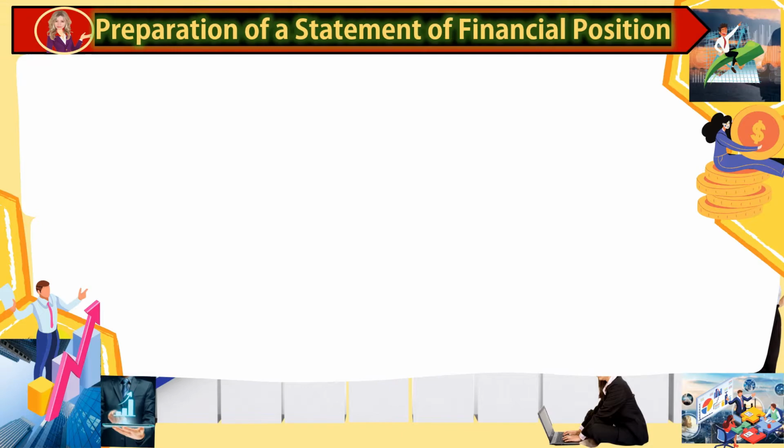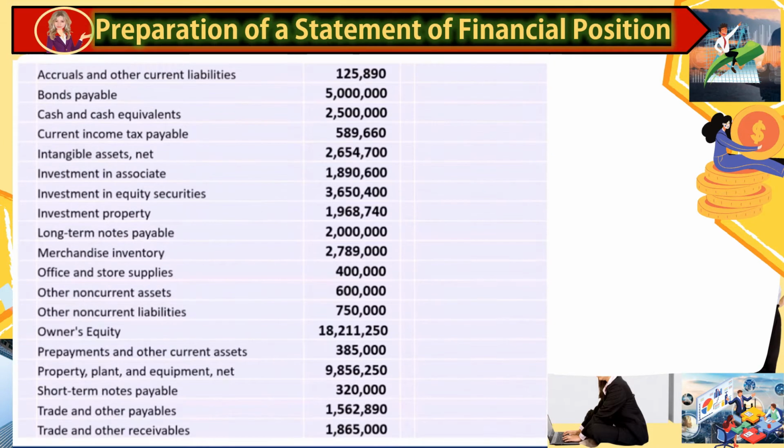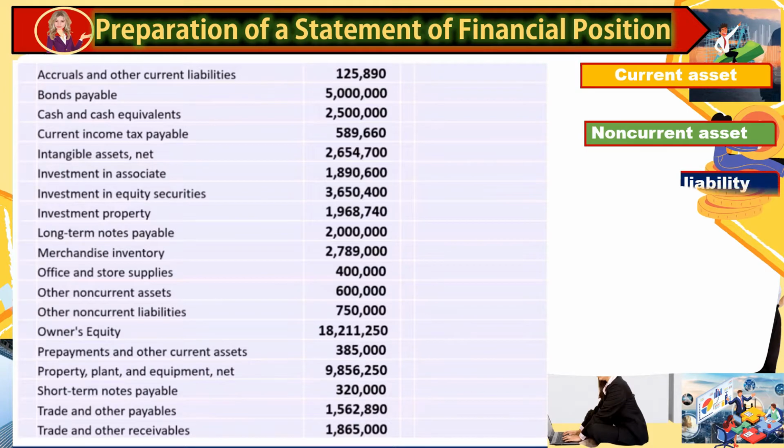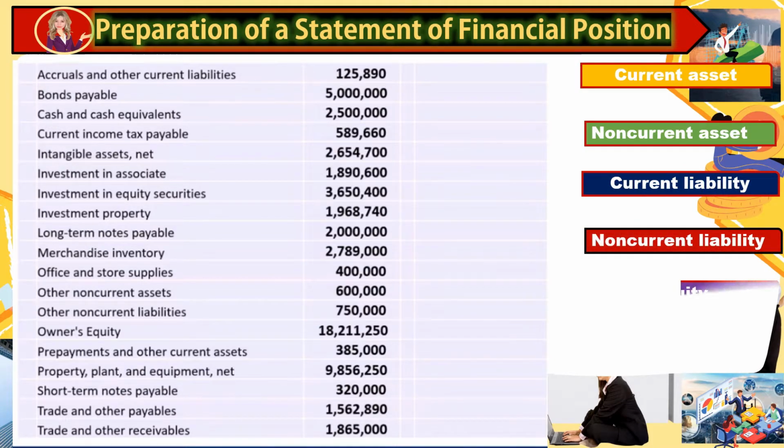In preparation of the statement of financial position, you need to classify the account titles into current asset, non-current asset, current liabilities, non-current liabilities, and equity. That is the best strategy that we need to follow. Let us now classify all the given account titles here.